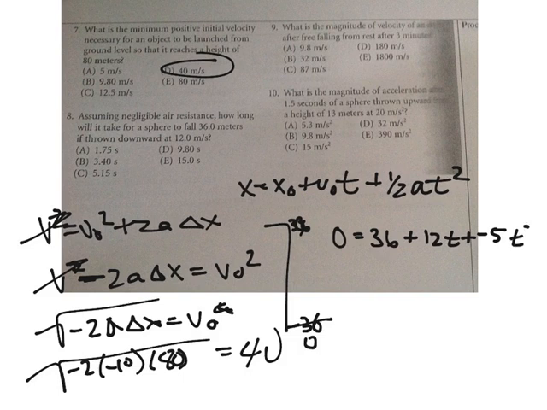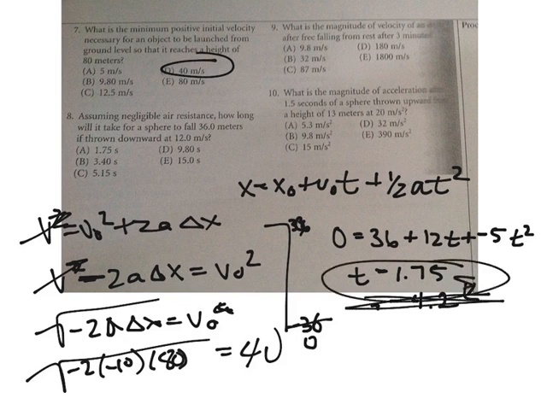And if you're wondering where I got the 5, that's half of negative 10. And then you'll notice we're going to have to factor, or do the quadratic formula. Since it is non-factorable, you have to do the quadratic formula. If you did, you would get that t equals 1.75, or it equals negative 4.2. Hopefully you understand that negative time is not possible, therefore it's 1.75 seconds.